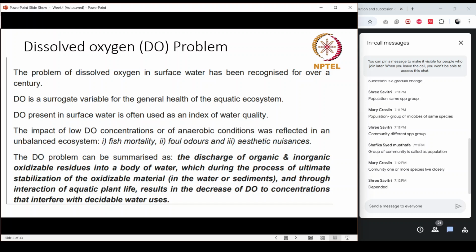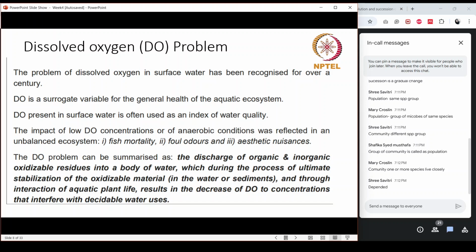The next thing that was discussed in the lecture was dissolved oxygen, that is the DO problem. The problem of dissolved oxygen in surface water has been recognized for over a century. When we want to know how good the ambient water is, like a lake, reservoir or river, we measure the dissolved oxygen. If the dissolved oxygen is more than a certain level, let's say 4 milligrams per liter, we know that the fishes and other aquatic organisms will survive properly.